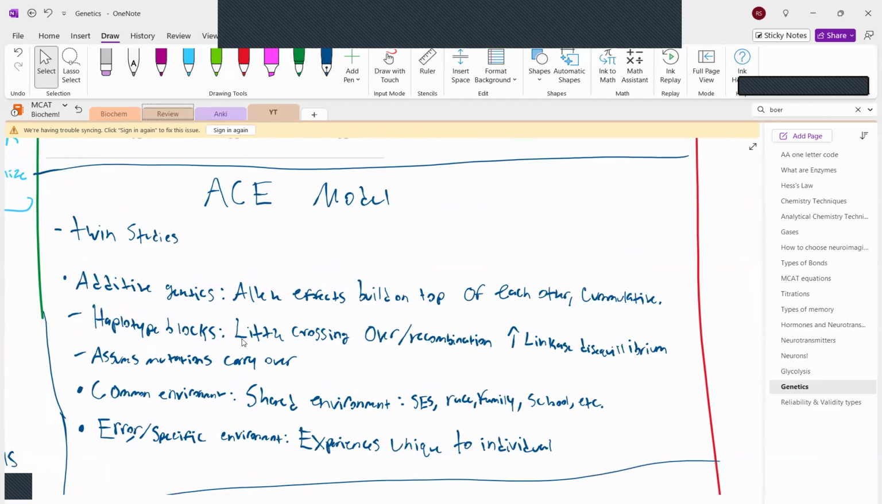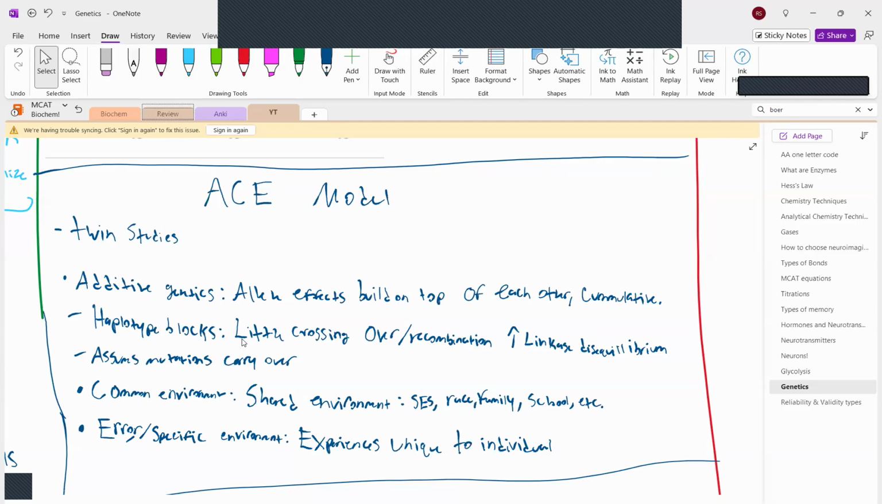And then each of the letters in ACE is an acronym. So what does each letter stand for? A is for additive genetics. So we're looking at allele effects. It's not specific to that individual; you assume the twin has it as well. And why is it called additive genetics instead of just genetics? You assume that the allele effects build on top of each other over generations, so it's cumulative.